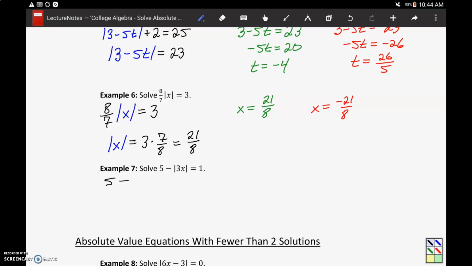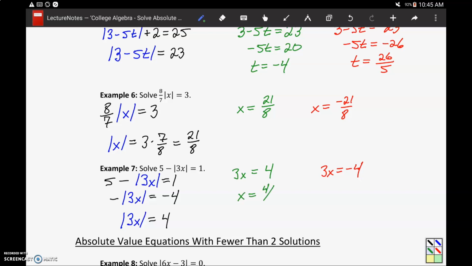In example 7, we'll have to take two steps in order to isolate the absolute value portion, which is the absolute value of 3x. In our first step, we'll subtract 5 to the other side, which will leave us with the opposite of the absolute value of 3x, equal to negative 4. And then to finish isolating that absolute value statement, we'll either think of it as multiplying or dividing both sides by negative 1 to give us positive 4. And now that we have the absolute value portion isolated, we can rewrite this as 3x is equal to 4 and 3x is equal to negative 4, and solve both equations, which will give us solutions of x equals 4/3 and x equals negative 4/3.